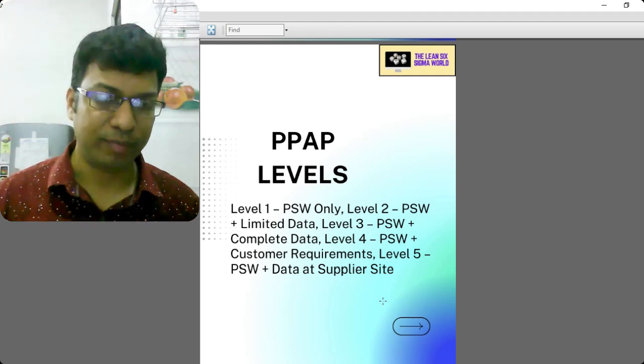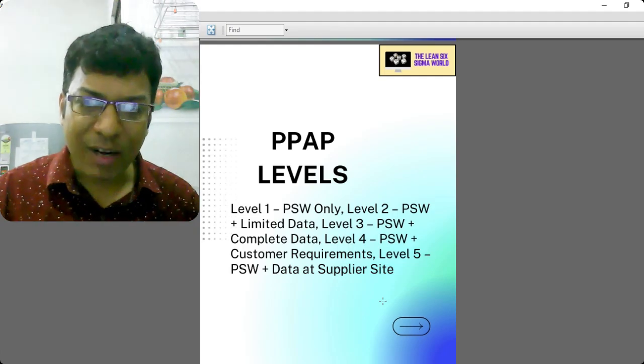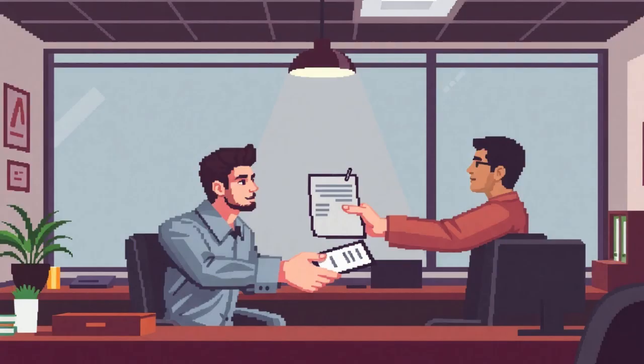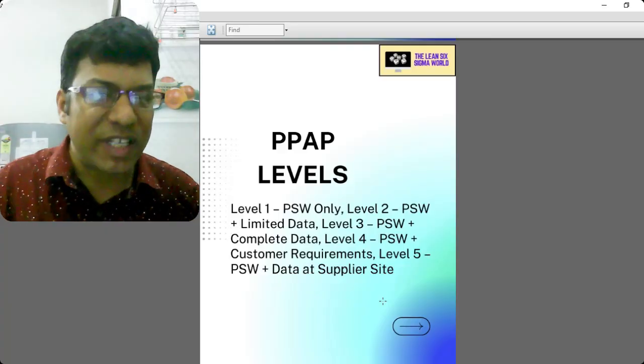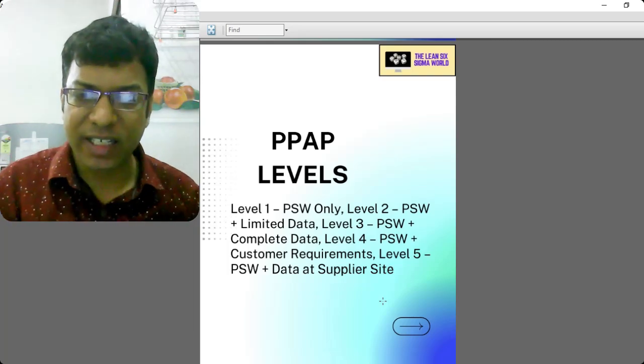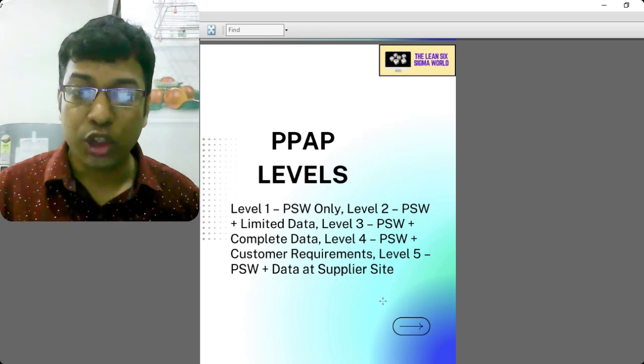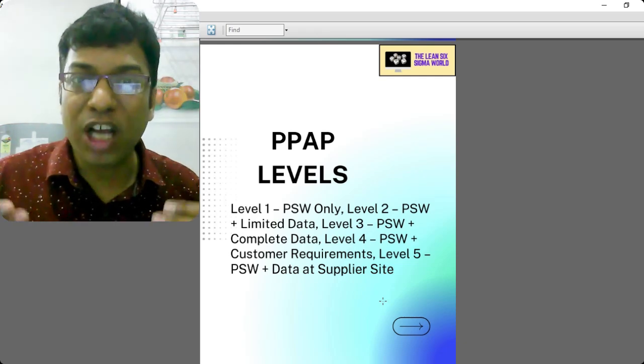That is a level 5. So now we need to understand what is part submission warrant. Part submission warrant means some documents, some part of the documents, to be submitted to take approval from the customer so that the supplier can start the mass production.